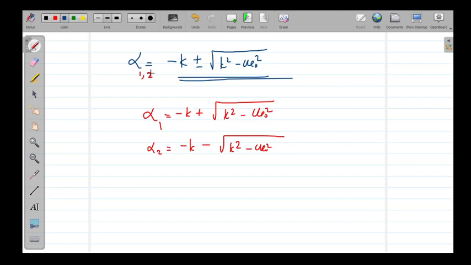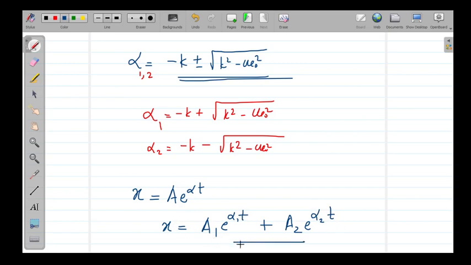So when we have 2 such solutions of alpha, we said that the solution of x is of the form x equal to a e raised to alpha t. Now this alpha is actually 2 different values. So the general solution should be of the form x equal to a1 e raised to alpha 1 t plus a2 e raised to alpha 2 t, because you have 2 different alphas and your solution must include both of them.